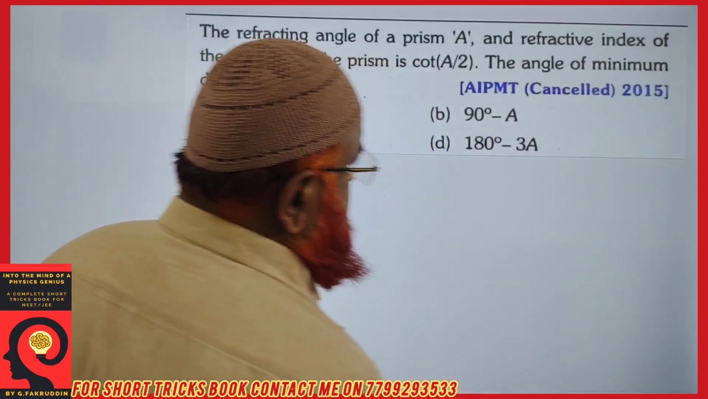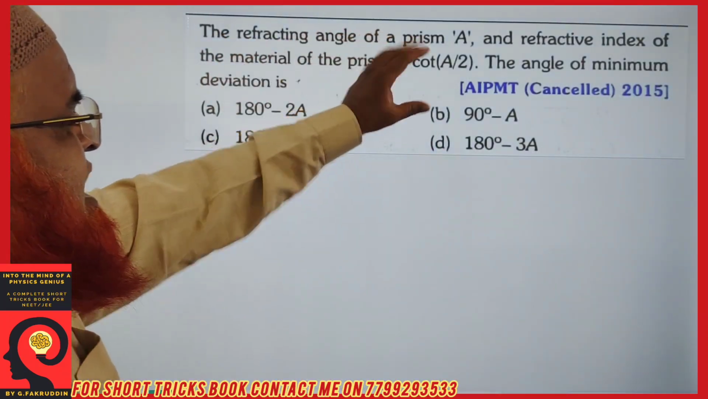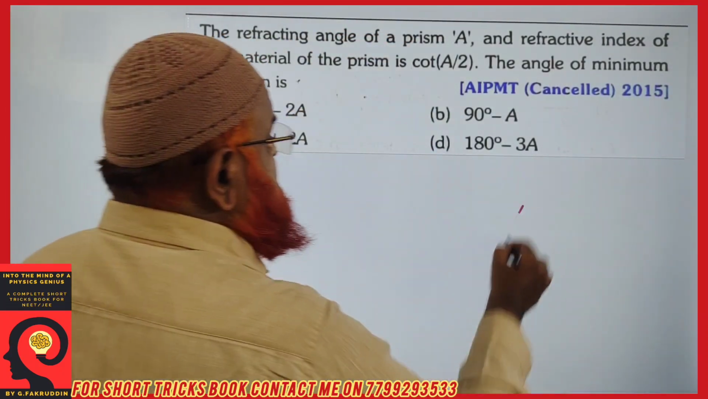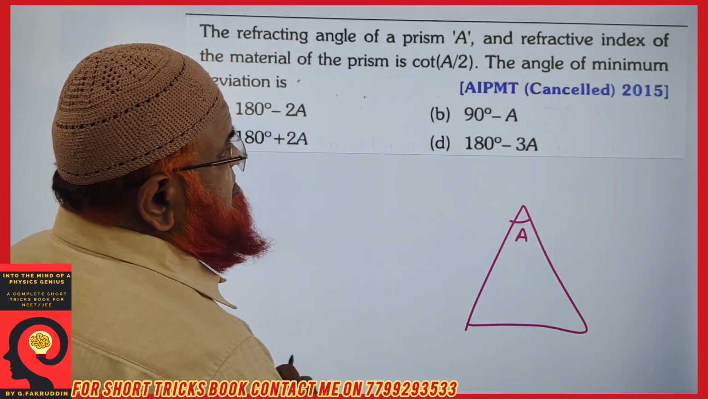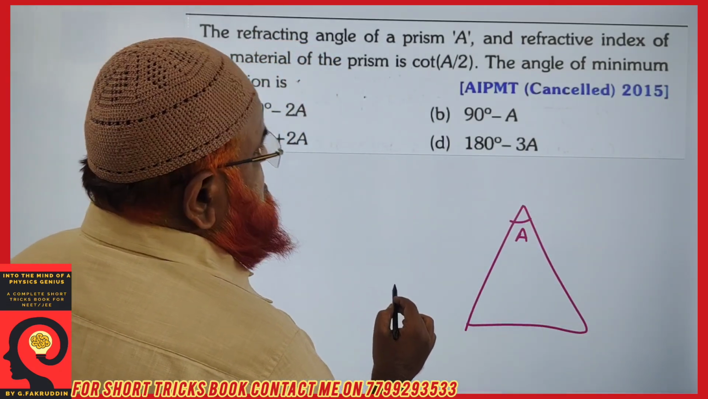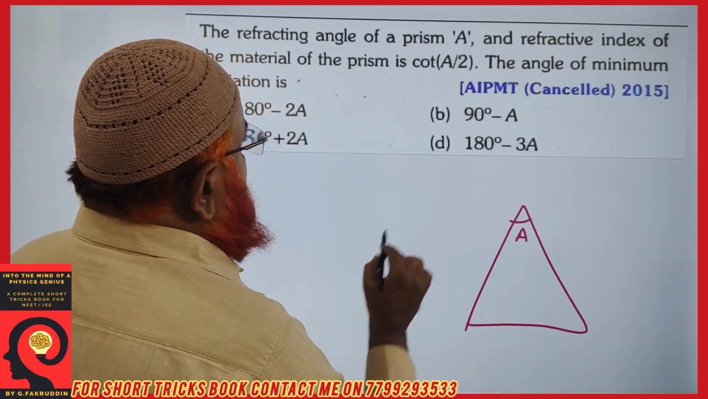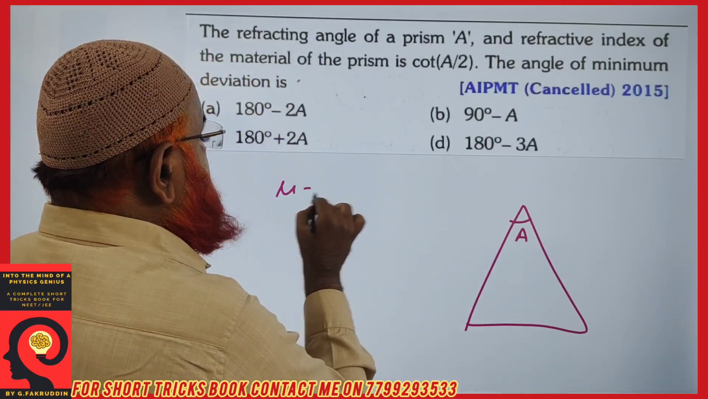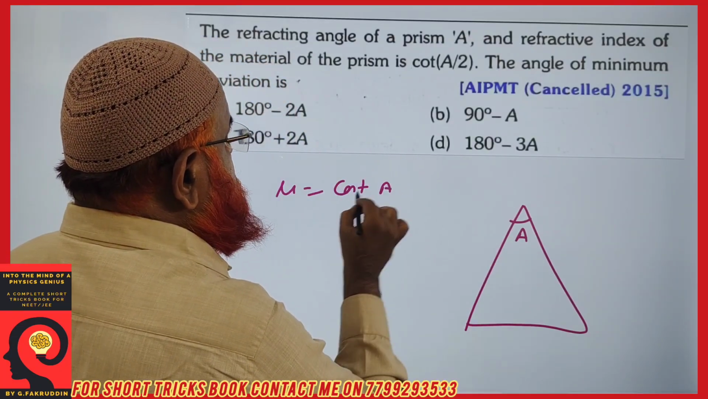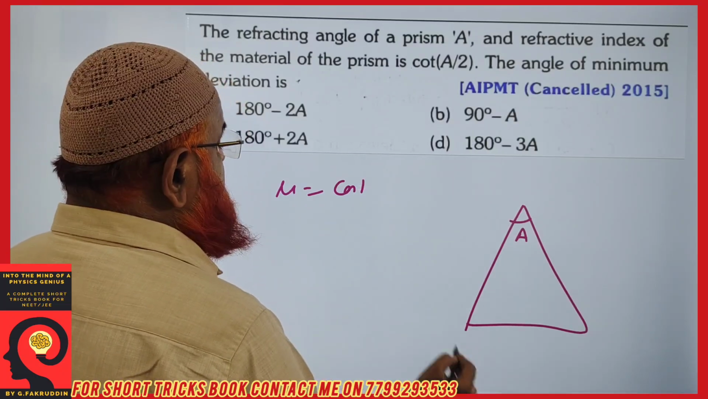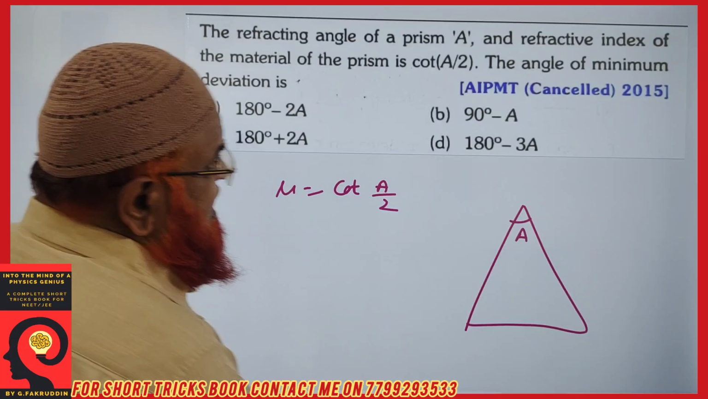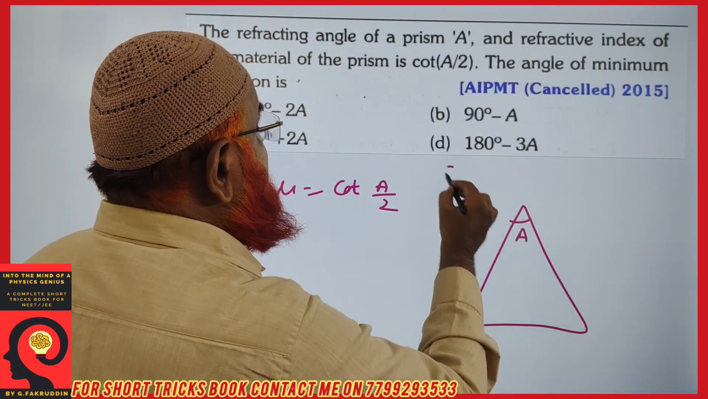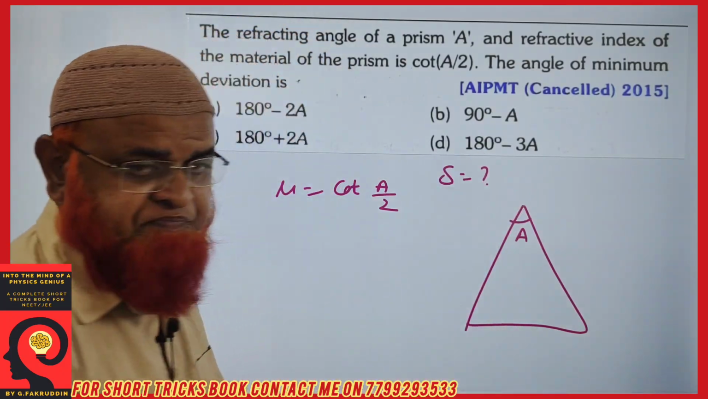Now let us go for the next problem. The refracting angle of a prism is A. This is said to be the refracting angle of a prism. The refractive index of the prism is given as mu is equal to cot A by 2. The angle of minimum deviation, delta, he is asking us to find.